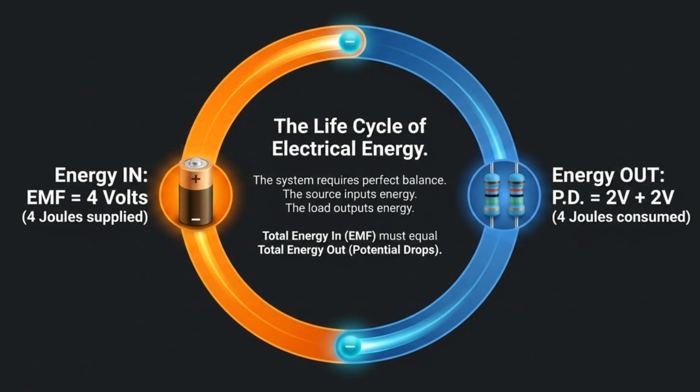The life cycle of electrical energy requires a perfect balance. The source inputs energy, and the load outputs energy. Total energy in, or EMF, must equal total energy out, which are the potential drops.